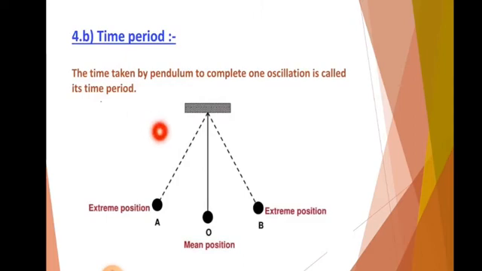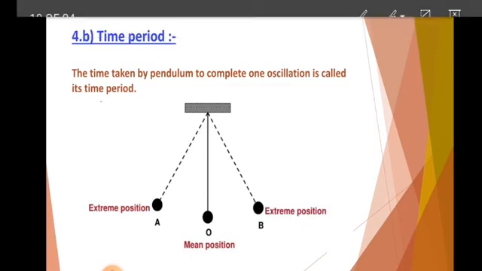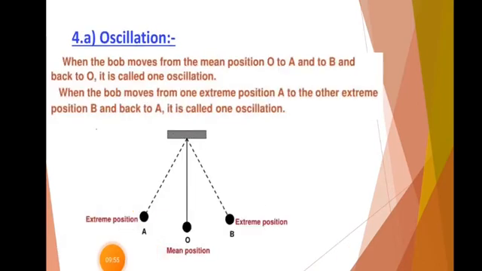Now, let us understand what is time period. So, time period is the time taken by the pendulum to complete one oscillation. So, when it is completing one oscillation from A to B and it is coming back to its original position, we call it the time period. So when the bob moves from the mean position O to A and to B and back to O, we say it is one oscillation. And when the bob moves from one extreme position A to another extreme position B and then back to A, that is also called one oscillation.